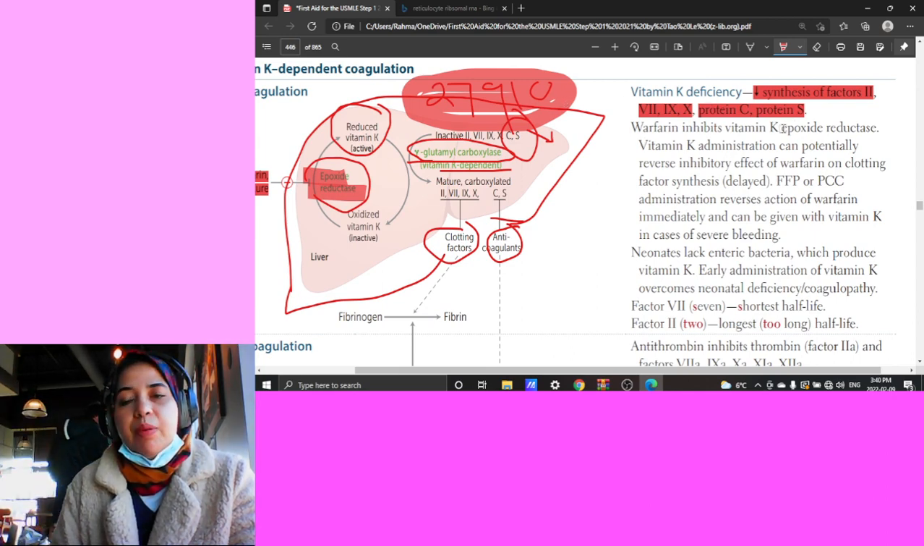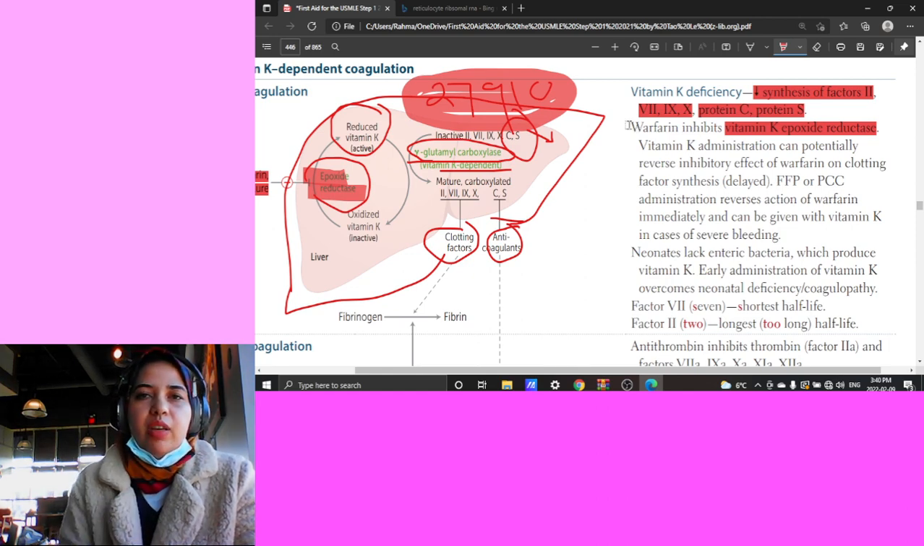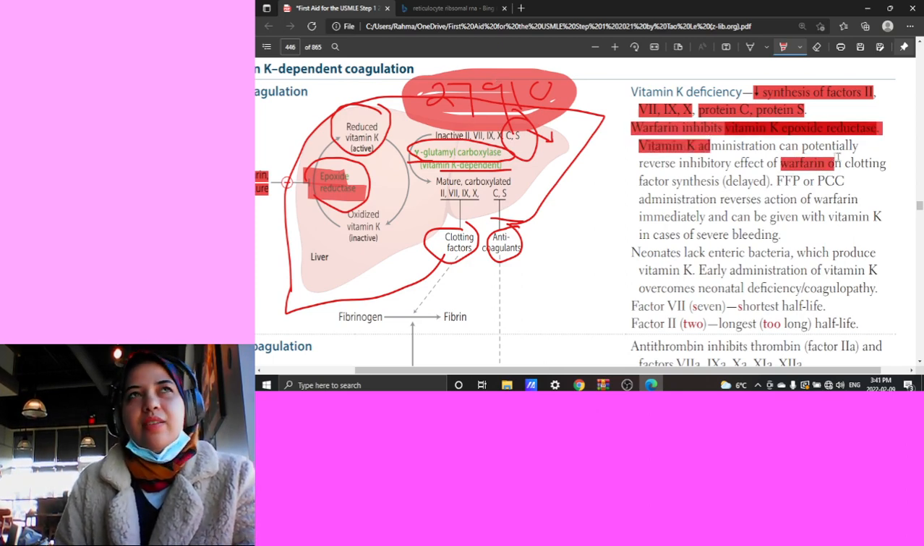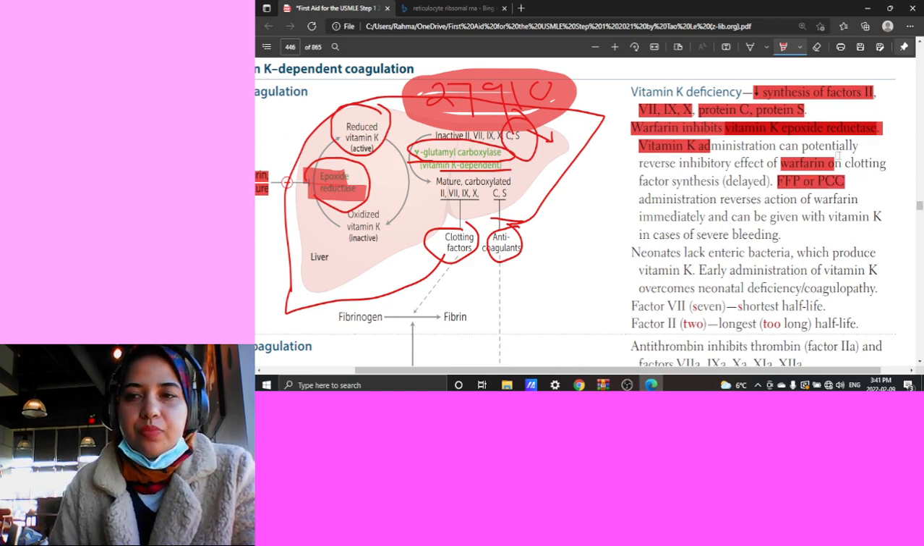So warfarin inhibits the vitamin K epoxide reductase. We can deal with a warfarin overdose by treating the patient with vitamin K to reverse the inhibitory effect of warfarin. However, it's not clinically feasible because you might want a quicker response. So for that, you actually use fresh frozen plasma or PCC, which is prothrombin complex concentrate, to undo an overdose of warfarin.